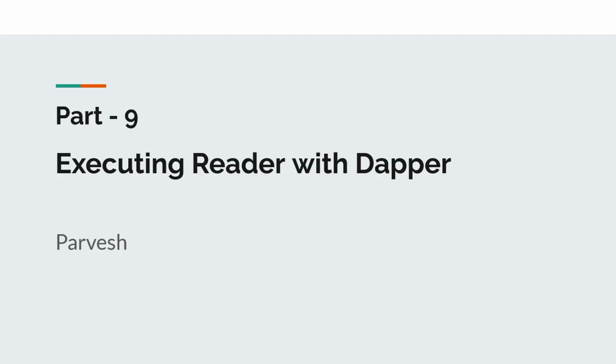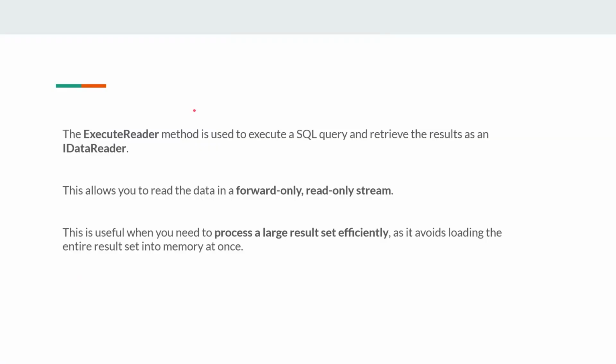Hello and welcome. In this video, we will understand what is ExecuteReader method in Dapper. The ExecuteReader method is used to execute SQL query and retrieve the result as an IDataReader. This allows us to read the data in forward only and read only stream. The ExecuteReader method is useful when you need to process a large set of data efficiently because it avoids loading the entire result set into the memory at once.